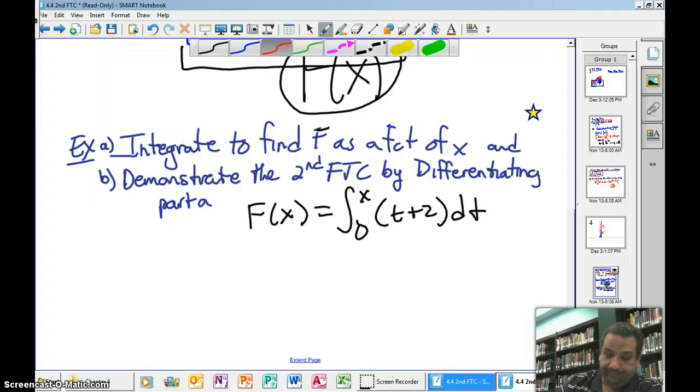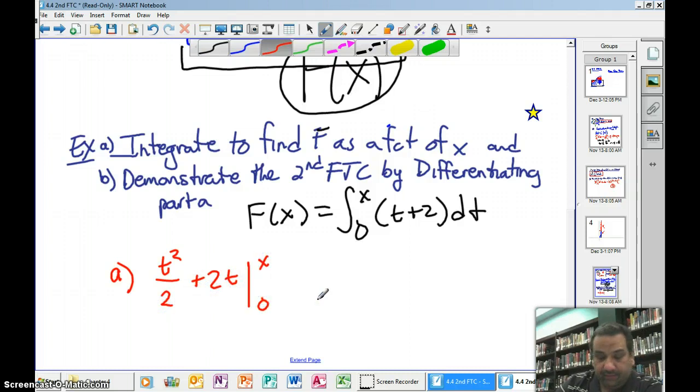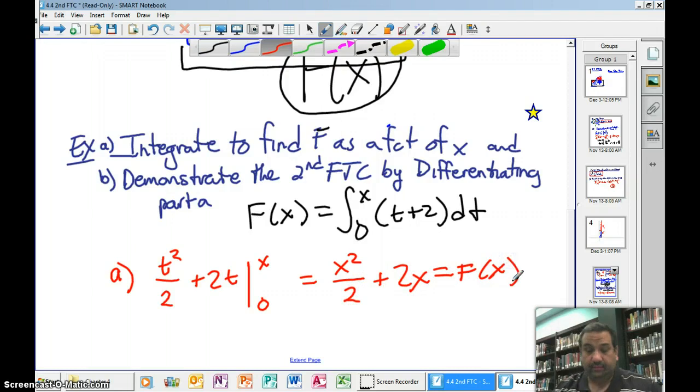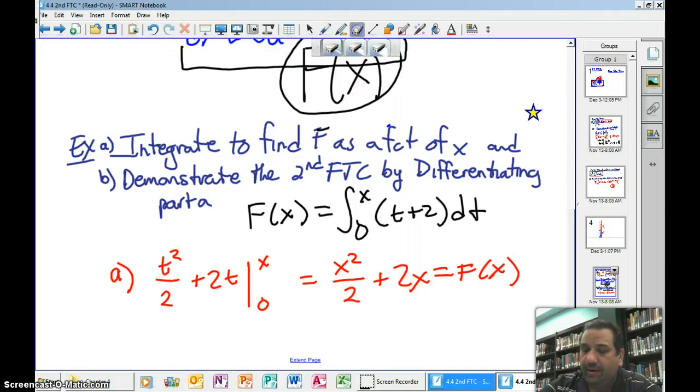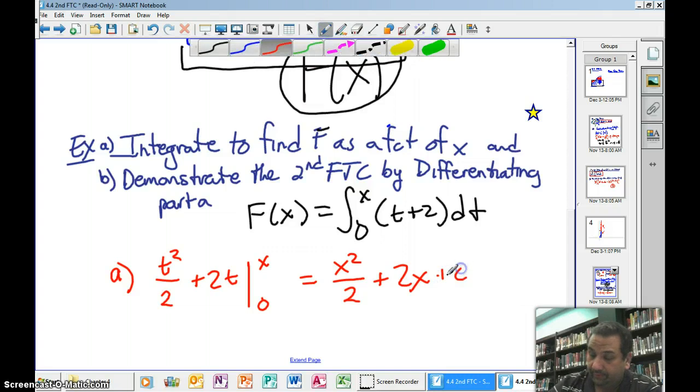For A, this would be t squared over 2 plus 2t, all evaluated at x and 0. So I'm going to get x squared over 2 plus 2x equal to capital F of x. That's our integral, plus c. I know there's a plus c in there. Forget about it, let me put it over there. Plus c. There's your capital F of x.